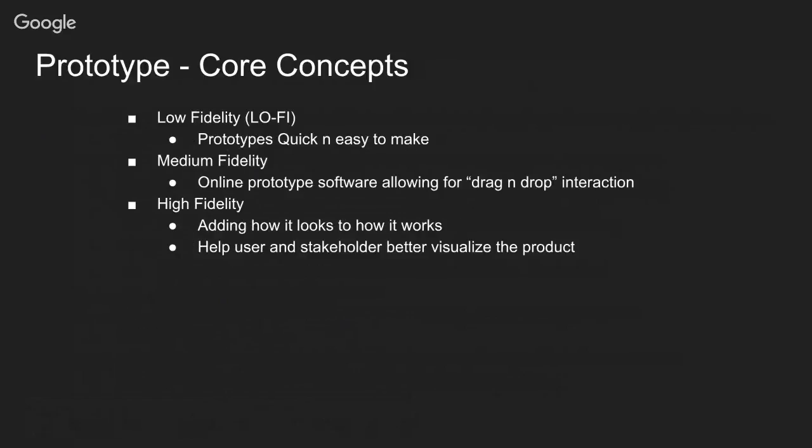So then there are three different types of fidelity. There's low fidelity, or lo-fi. Not sure why they didn't do hi-fi for high fidelity, but with lo-fi, prototypes are quick and easy to make. So it's like paper, clickable sketches, wireframes.